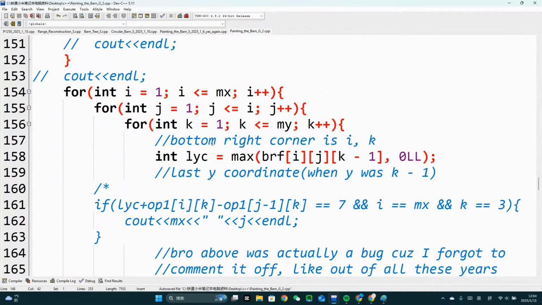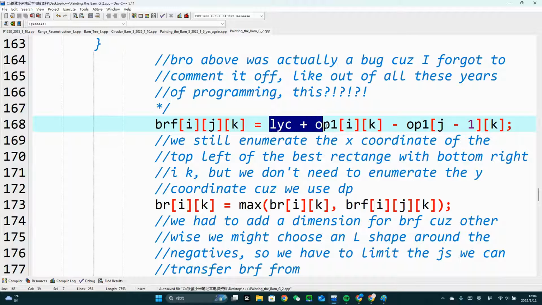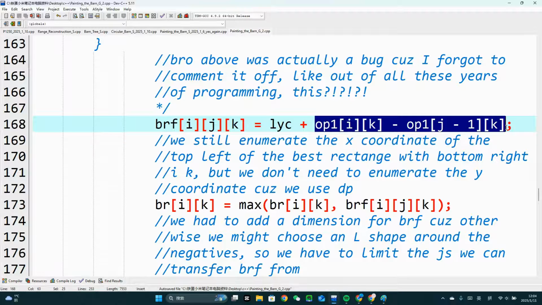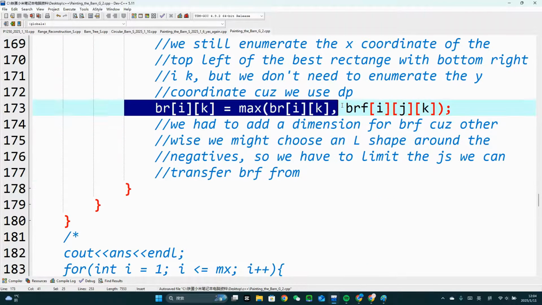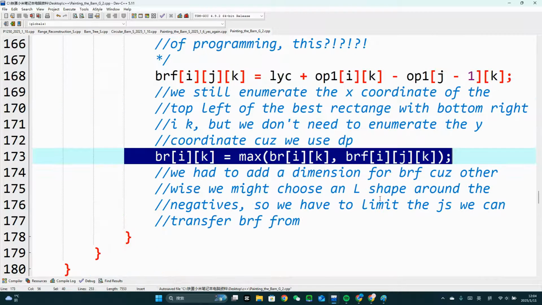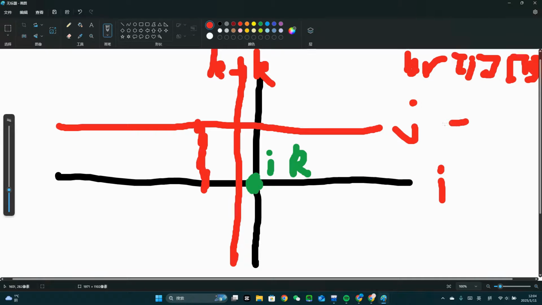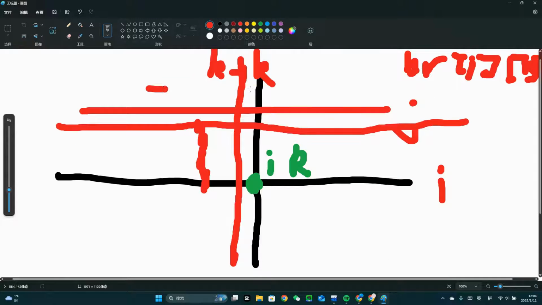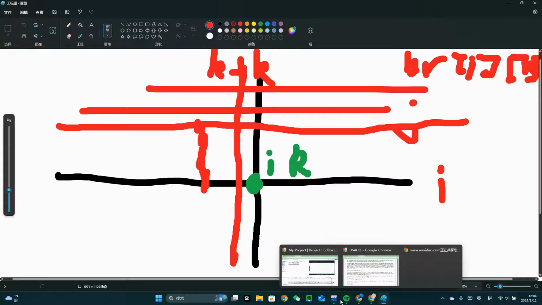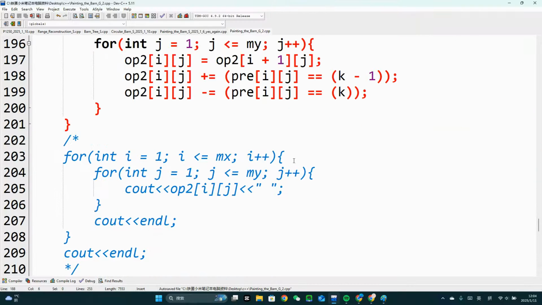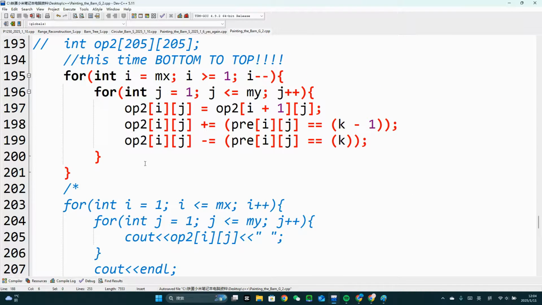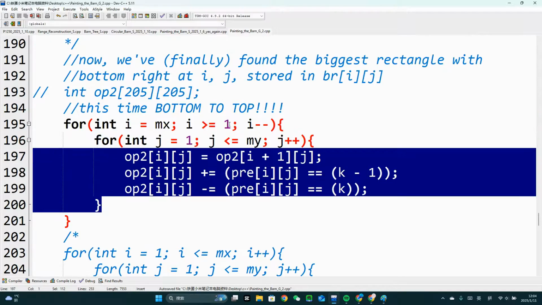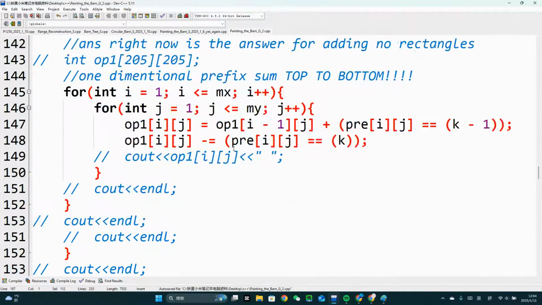So after knowing that, LYC, this is like the decision-making process of DP, because obviously if it's less than 0, we don't want to connect to it. Otherwise, we want to connect to it. And LYC plus this is the value of the last column, and we take the max of this with the other j, because right now we're iterating through every single j, so we have to take the max for every single j. After finding BR, TL is also very similar, except this time the OP is bottom to top instead of top to bottom like last time.